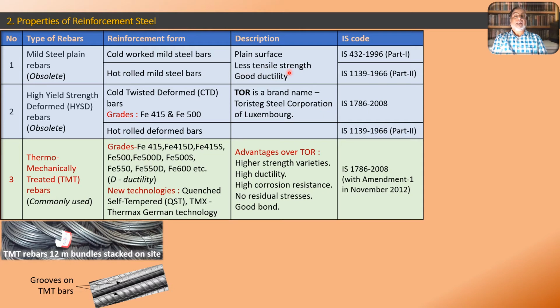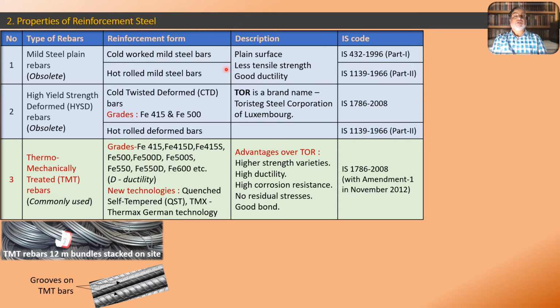Now it has less tensile strength. In RCC, according to IS 456, we call this an Fe 250 grade bar. Fe 250. The 250 is the characteristic strength of that steel, which is also the yield strength of the steel. So the strength is 250. As compared to that, we can see that the strength of these Tor steel bars are Fe 415 and 500, and now we have gone even up to Fe 600 with TMT steel.